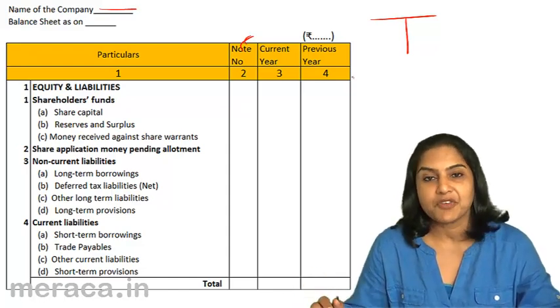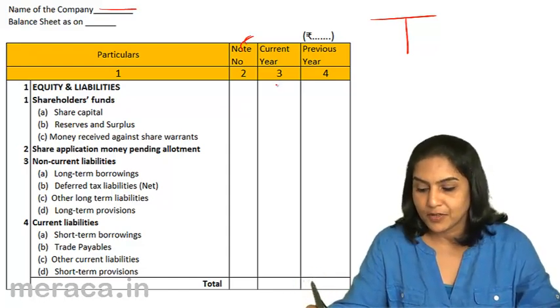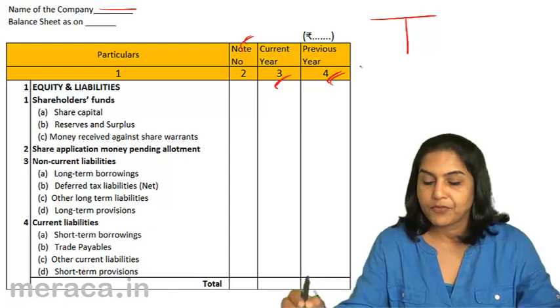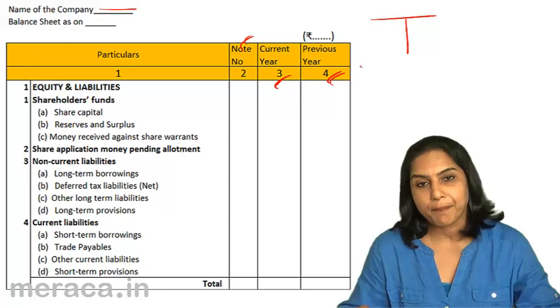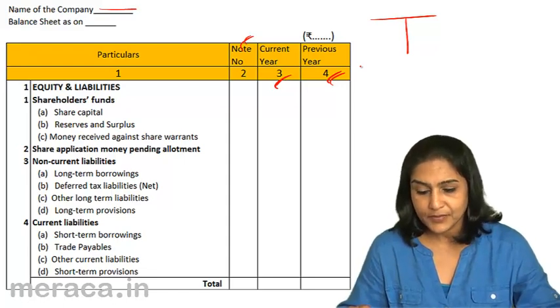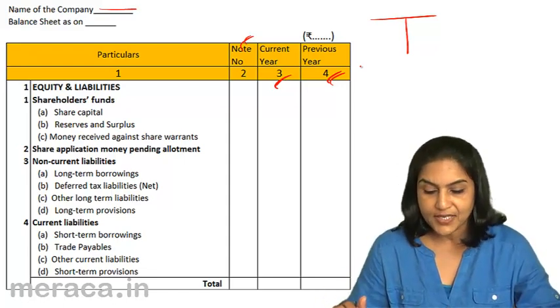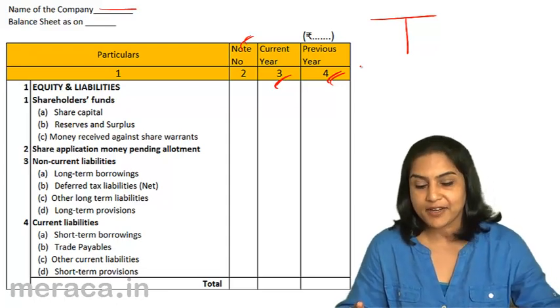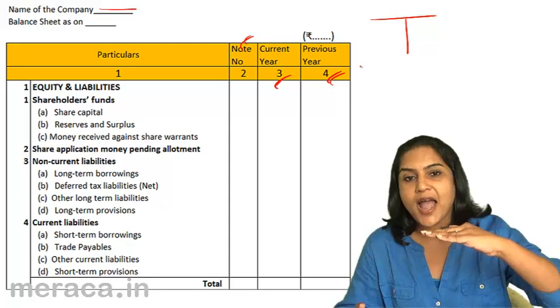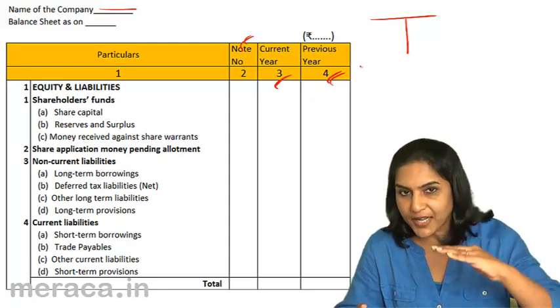Current year and previous year figures need to be provided. This gives us some comparability. So let us see what the format is. Here we first have the liability side. We have liabilities. It's in a vertical form.